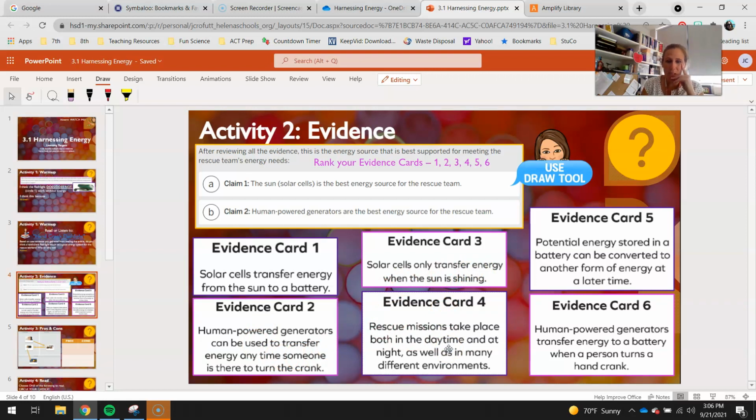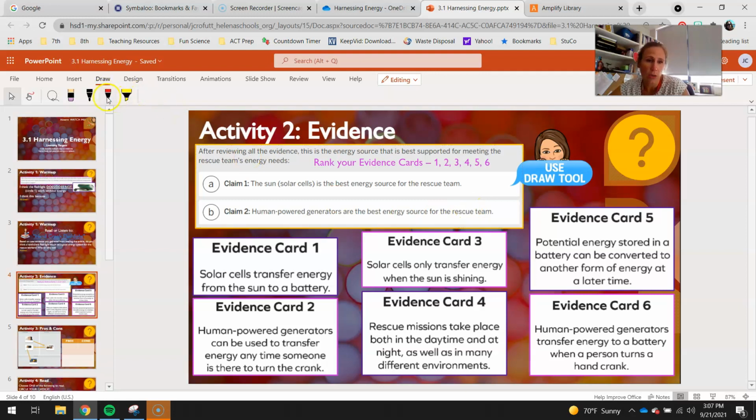Evidence card number 4, rescue missions take place both in the daytime and at night, as well as in many different environments. Evidence card number 5, potential energy stored in a battery can be converted to another form of energy at a later time, so that's with stored energy. Evidence card number 6, human powered generators transfer energy to a battery when a person turns a crank. Okay, so you are going to look at these 2 claims, which system would be better. Claim 1 says the solar system is the best energy source for a rescue team, and claim number 2 says human powered generators like the hand crank flashlight would be the best energy source for the rescue team.